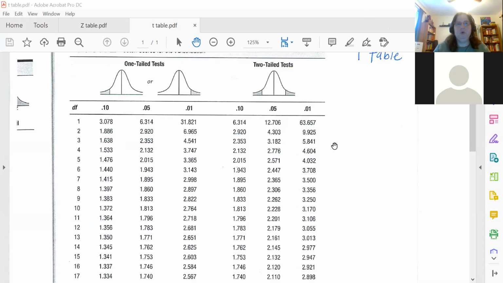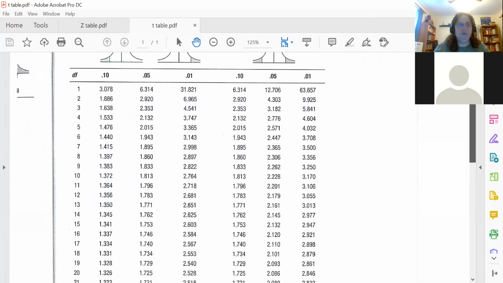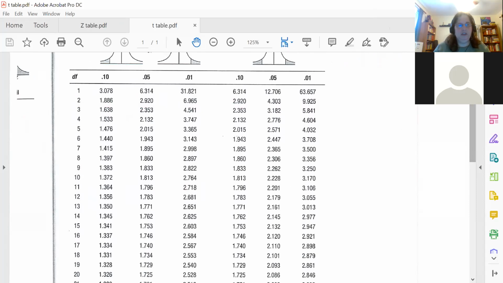If it had been one-tailed and the same exact setup, 0.05 with a DF of 20, then the number to beat would have been 1.725. It would have been either higher than positive 1.725 or lower than negative 1.725. And that just depends on the direction that your setup was given to you.